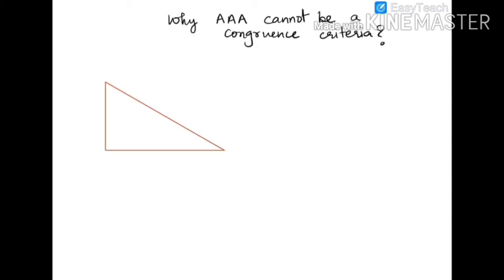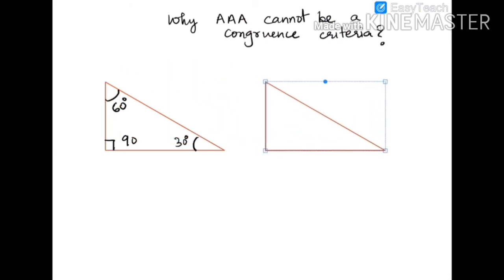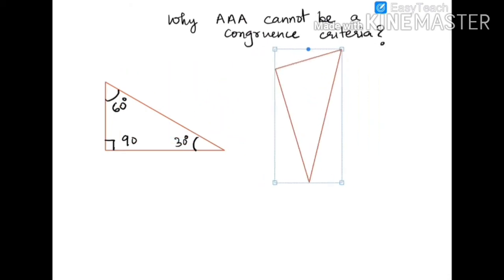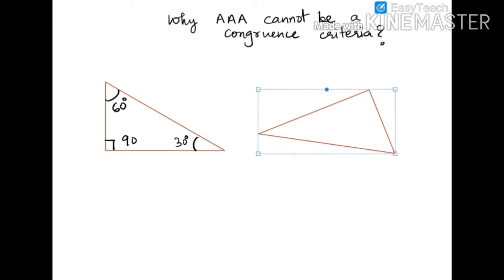Now let's try to answer why angle-angle-angle cannot be a congruence criteria. Consider this triangle in which one angle is 90 and the other two angles are 60 degrees and 30 degrees. Now if we have another triangle that has exactly the same shape and size as this one, then these two triangles will be congruent no matter what the orientation is, because all six parts are equal.